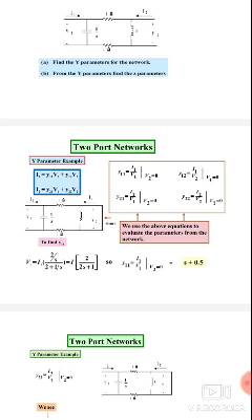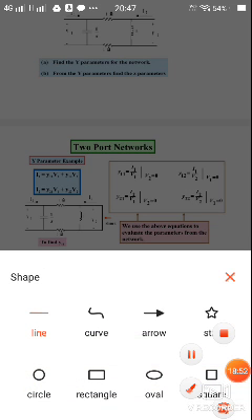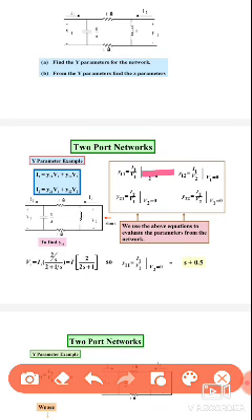How can we get Y11? Y11 means short circuiting the output port, which means we apply V2 equals 0. By applying V2 equals 0, we get Y11 is equal to I1 by V1. Y12 is equal to I1 by V2 by applying V1 equals 0. Y21 is equal to I2 by V1 by applying V2 equals 0. And Y22 is equal to I2 by V2 by applying V1 equals 0. We use the above equations to evaluate the parameters of this network.